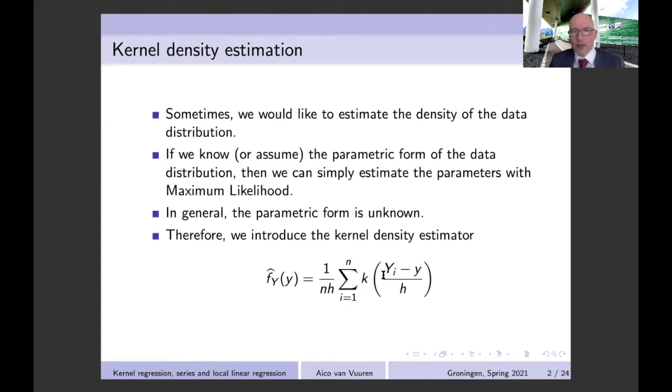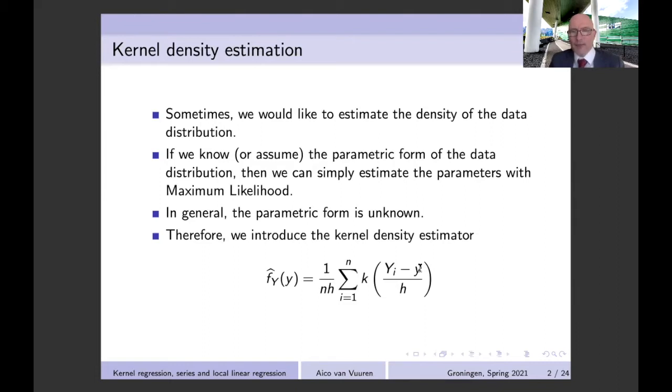It counts the number of observations that are very close by, using this kernel function. More in particular, this kernel function weights these observations. If an observation is very, very close, then of course the difference between yi and y is small, and then this kernel function is large. Kernel functions in general give you large outcomes when we are very close to zero, and that is the case if yi minus y is small.